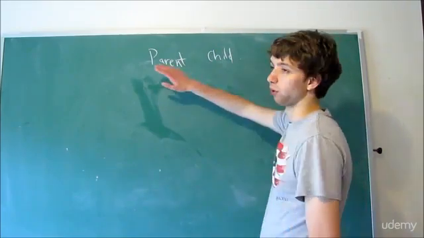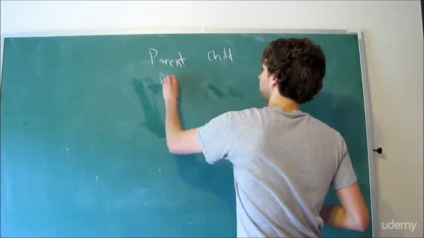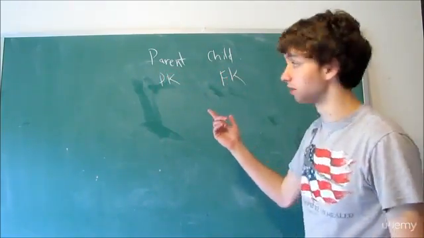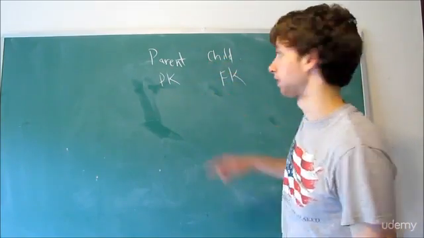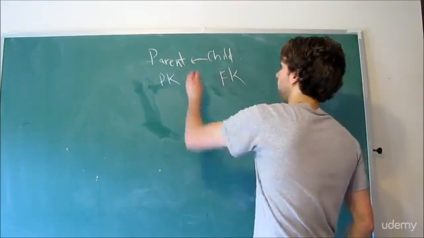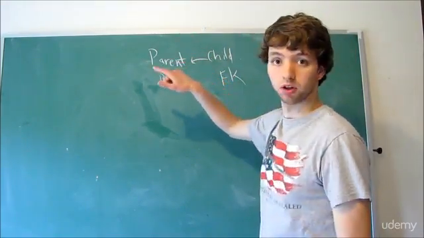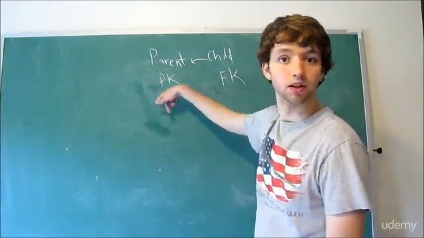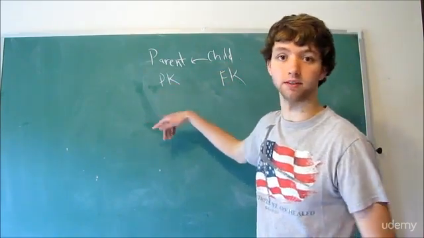So the primary key is the parent. The foreign key is the child. The child points back to the parent. It inherits the values from the parent. For example, if the parent's ID is 86, then the foreign key pointing back to the parent is 86.